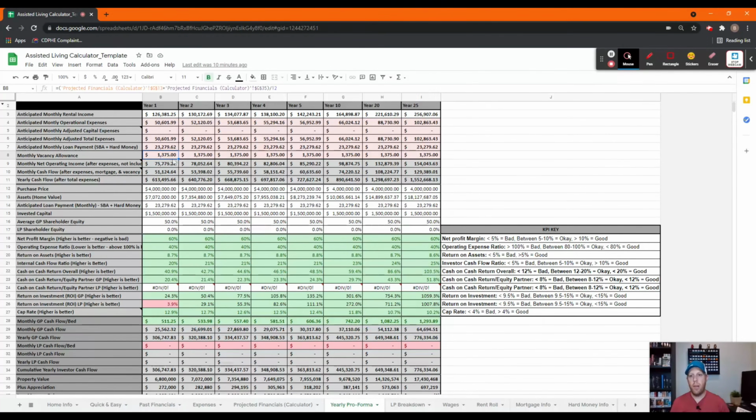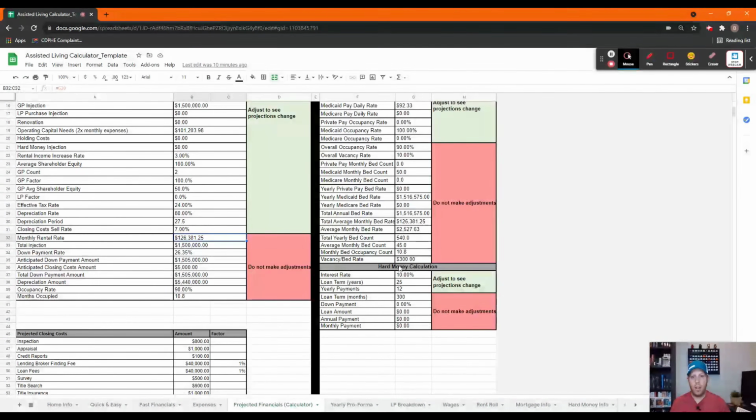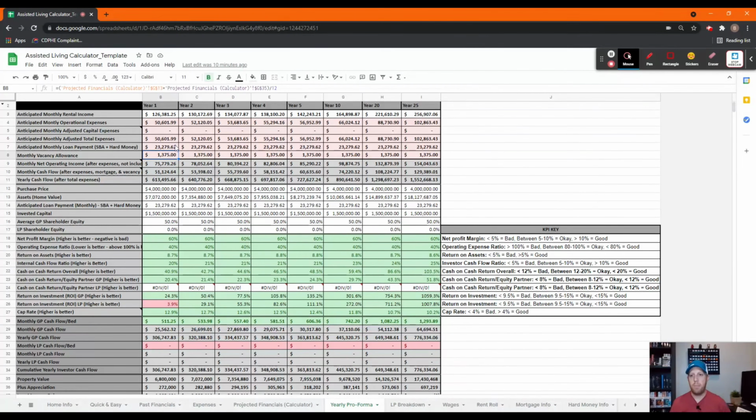It's taking into account the vacancy allowance that you're going to put in, that contingency budget that we looked at here on the projected financials, this $300 vacancy per bed. It's kind of pulling from that. But those are your expenses. And then up here, we're going to get into your monthly projected NOI.